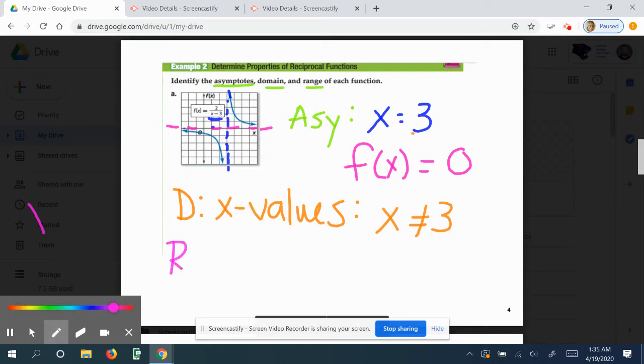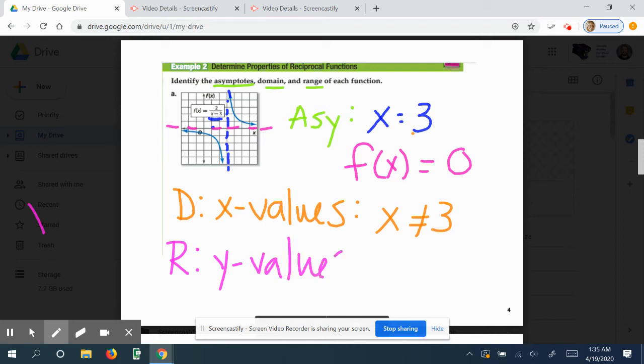Let's look at the range. That would be the y values, right? Okay, so our y values. Now this comes from our other asymptote, and it would be 0. So that would mean y cannot equal 0, meaning I can get any value of y except for 0. Again, for simplicity's sake, we'll just write it like that.